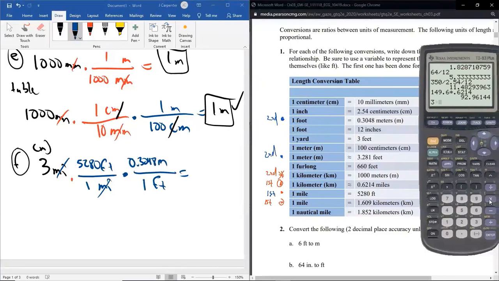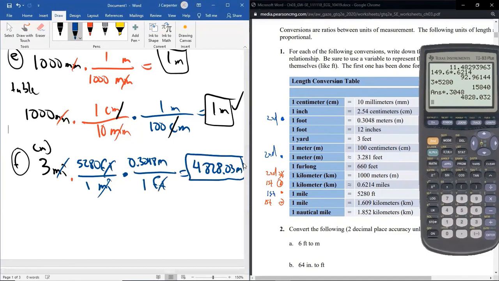All right, so we start with our 3 miles. We multiply by 5280, which is 15,840. And then times the 0.3048. And you get 4828, and then round to the nearest hundredth, 4828.03, and the feet are canceled, so the only thing we're left with is meters. And that would be our answer, 4,828.03 meters.